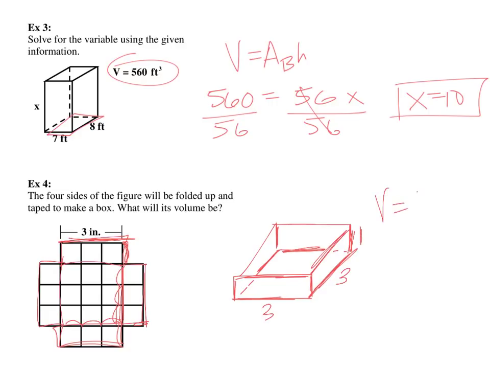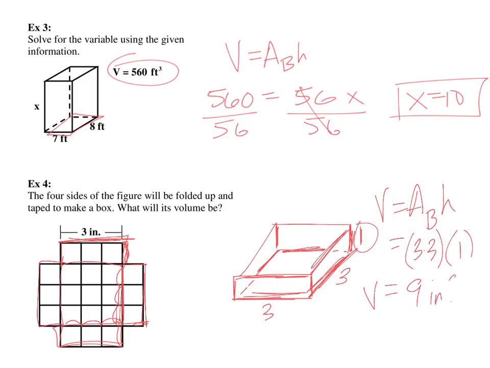So once again, volume is area of base times the height. So area of base is 3 times 3. All right, 3 times 3. And the height is 1. So the volume is 9. In this case, we're working with inches, so it's inches cubed. Next example.